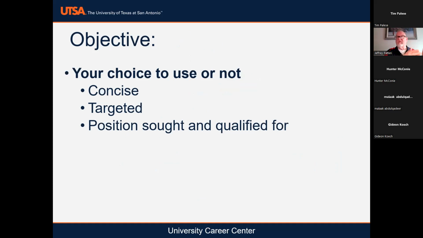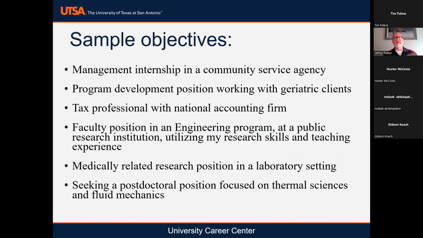So maybe you have one resume for one type of job and a different one for another type of job, depending on your degree and where you're going in your field. So here are some sample objectives: management internship in a community service agency, faculty position in an engineering program at a public research institution, utilizing research skills and teaching experience, medically related research position in a lab setting. So they're telling me, again, this is the type of position I'm seeking. Again, it shows goodness of fit for what's in the position description.